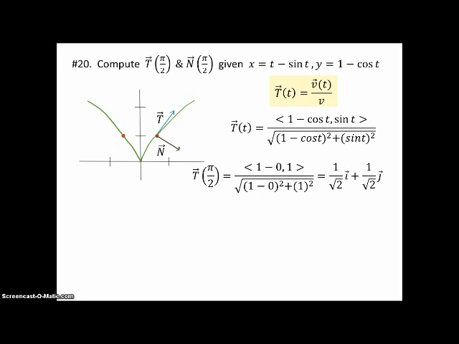Now, since we're in 2 dimensions, we want the normal vector so that the dot product is 0. And so all we have to do is switch the numbers and negate one, and the numbers are the same. So to choose the correct one, notice that in the normal vector, the change in y is downward. So the change in y is negative. So it's the j component we want to negate. And there's our normal vector at pi over 2.